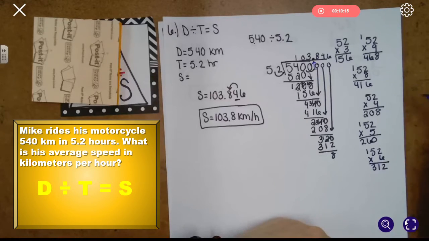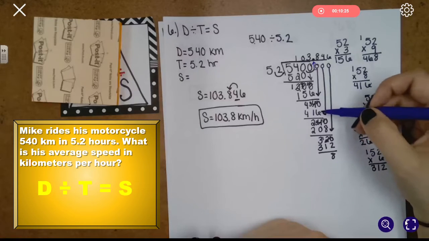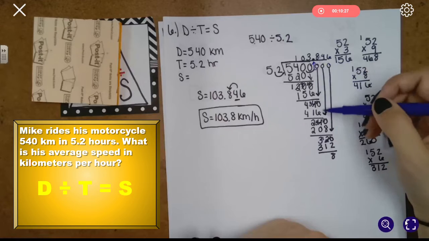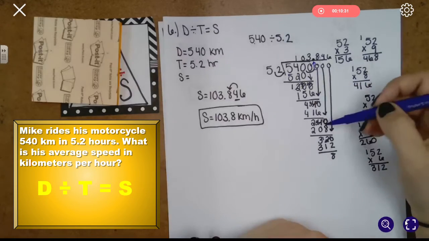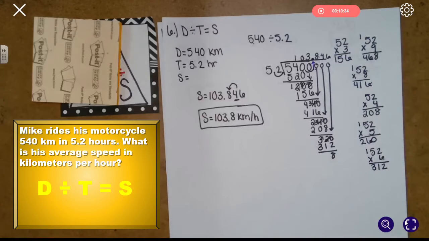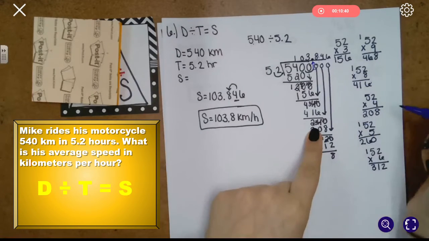I don't know what I tried first. I think I tried 9. 9 was too high, so then I bumped down to 8. And 8 worked. So I did 8. And then I got 28. 52 can't go into 28, so then I had to keep going. So I added another 0, and I got 280. And then I did some more work.